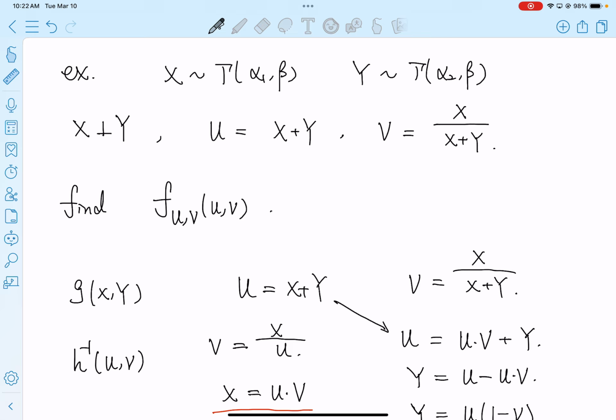Can you multiply them marginally? Why is that? Because they're independent. Yes, thanks. So that's what we're going to do. We notice that x and y both follow a gamma distribution. X and y are independent, so that means we can multiply the two marginals to obtain the joint.